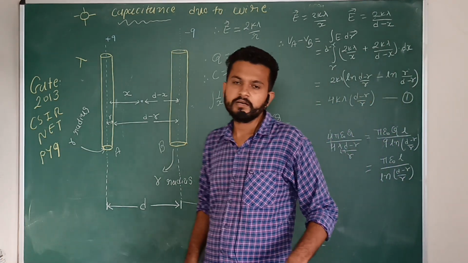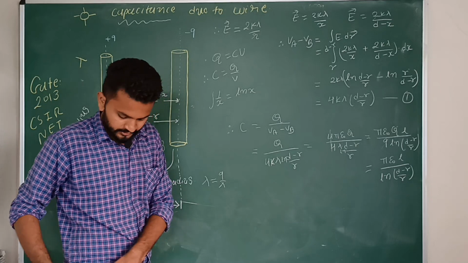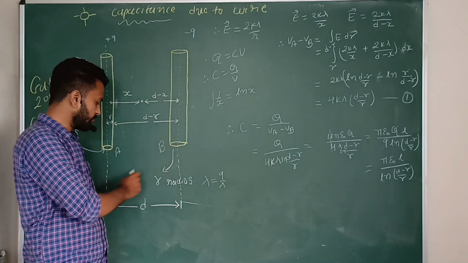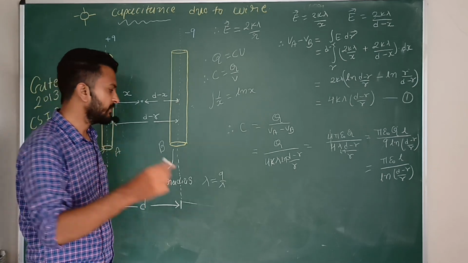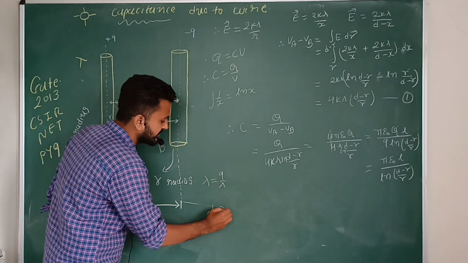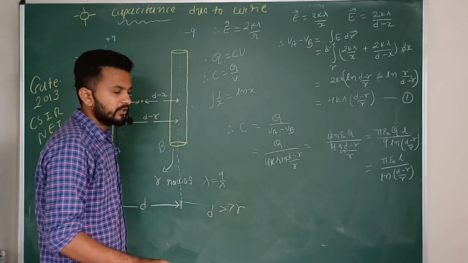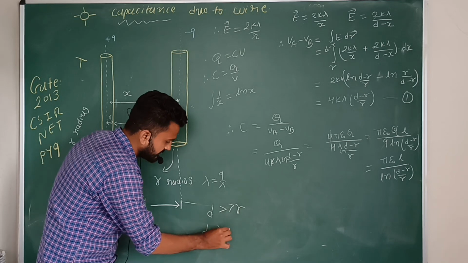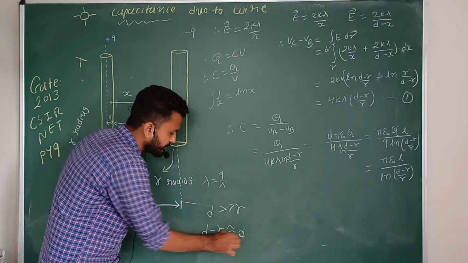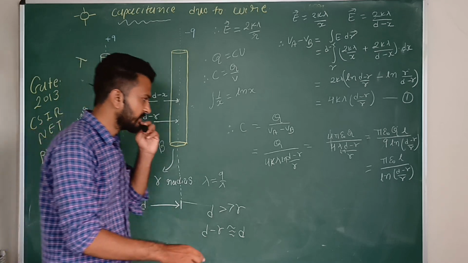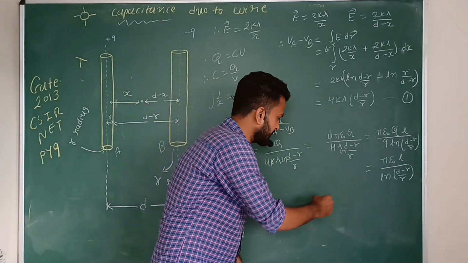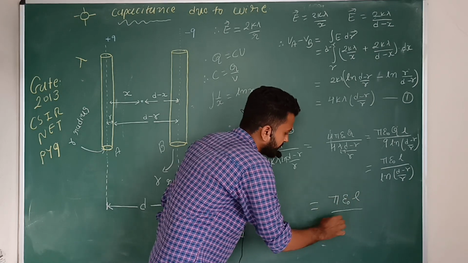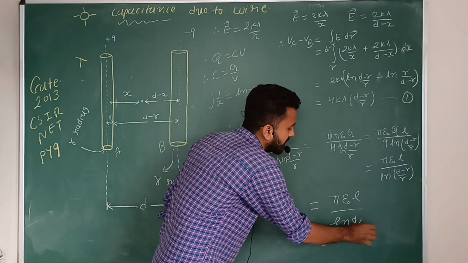But suppose the distance d between the two wires is very large, that means d is much greater than r. Then d minus r is nearly equal to d, because d is very much larger. So we can simplify this further and write C equal to pi epsilon naught l upon ln d.